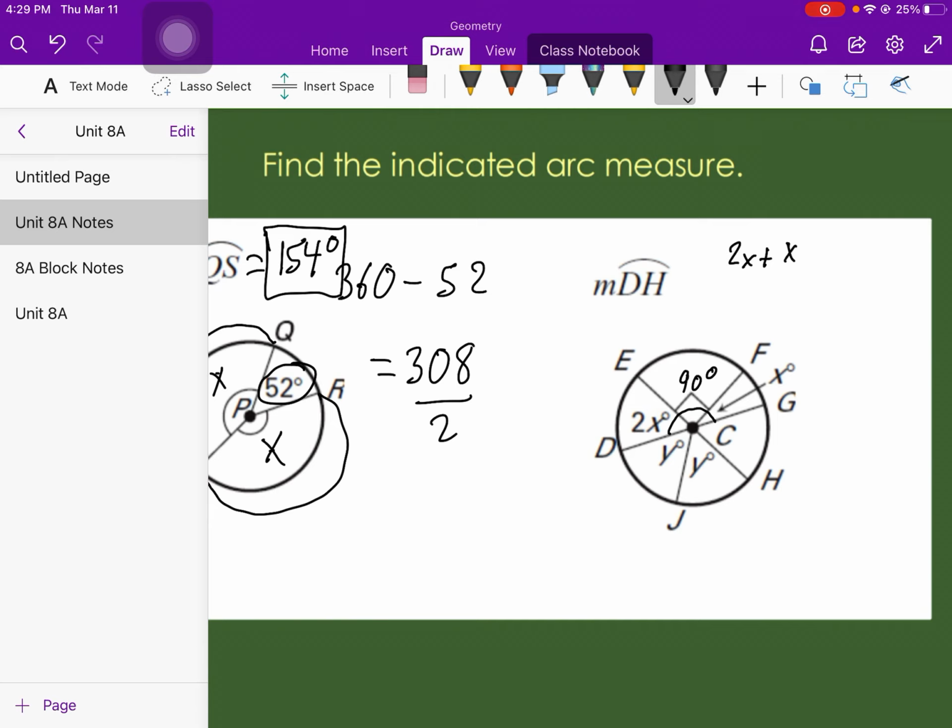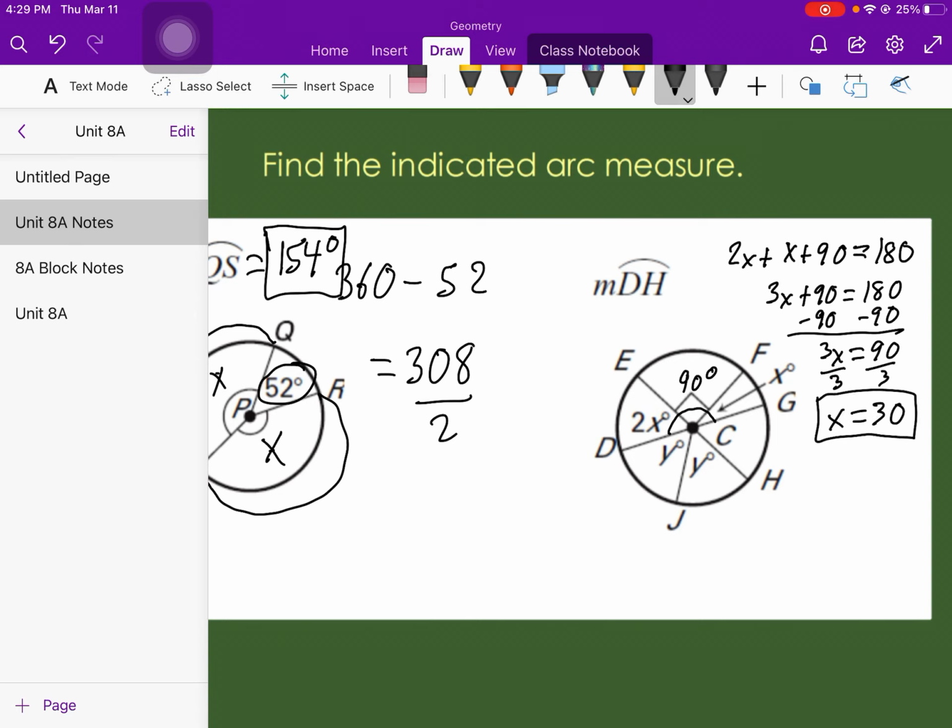2X plus X plus 90, and that should equal 180. So we get 3X plus 90 is 180, subtract 90. 3X equals 90, divide by 3, X equals 30. So now that we know X, we can fill that in. So this angle would be 30, and then this angle here would be 60 because it's 2 times bigger.